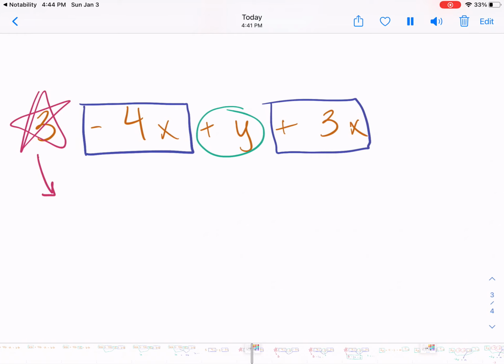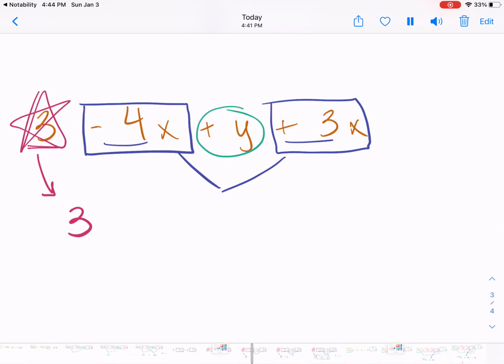There's nothing else with a variable, nothing else. Remember, this is called a constant. It does not have a variable with it. So it's just 3 all by itself. Stays the same. All right, let's move on to my x's. I have a negative 4x plus 3x. So negative 4 plus 3 is a negative 1. So that means I have negative 1x. And then, last but not least, my y is just a positive y.